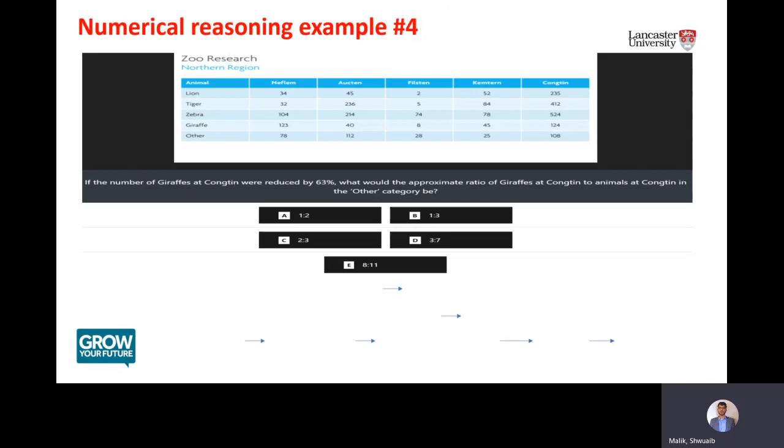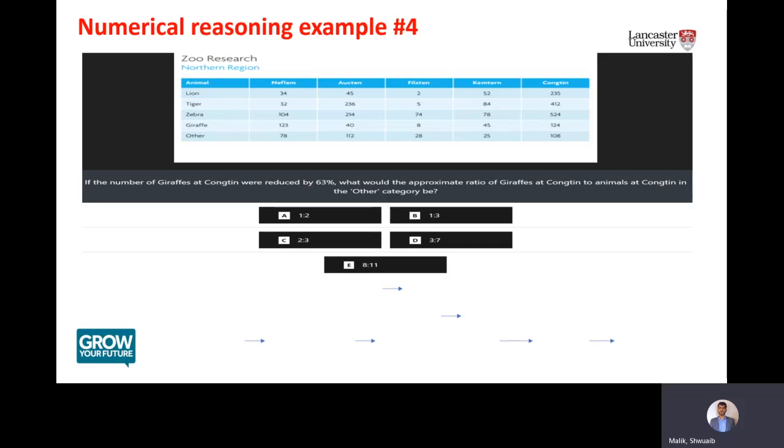So the last numerical reasoning example question, and this one's a mixture of percentage decrease and ratios. This question's asking us, if the number of giraffes at Congton, which is a zoo, were reduced by 63%, what would the approximate ratio of giraffes at Congton to animals at Congton, the other category, be?